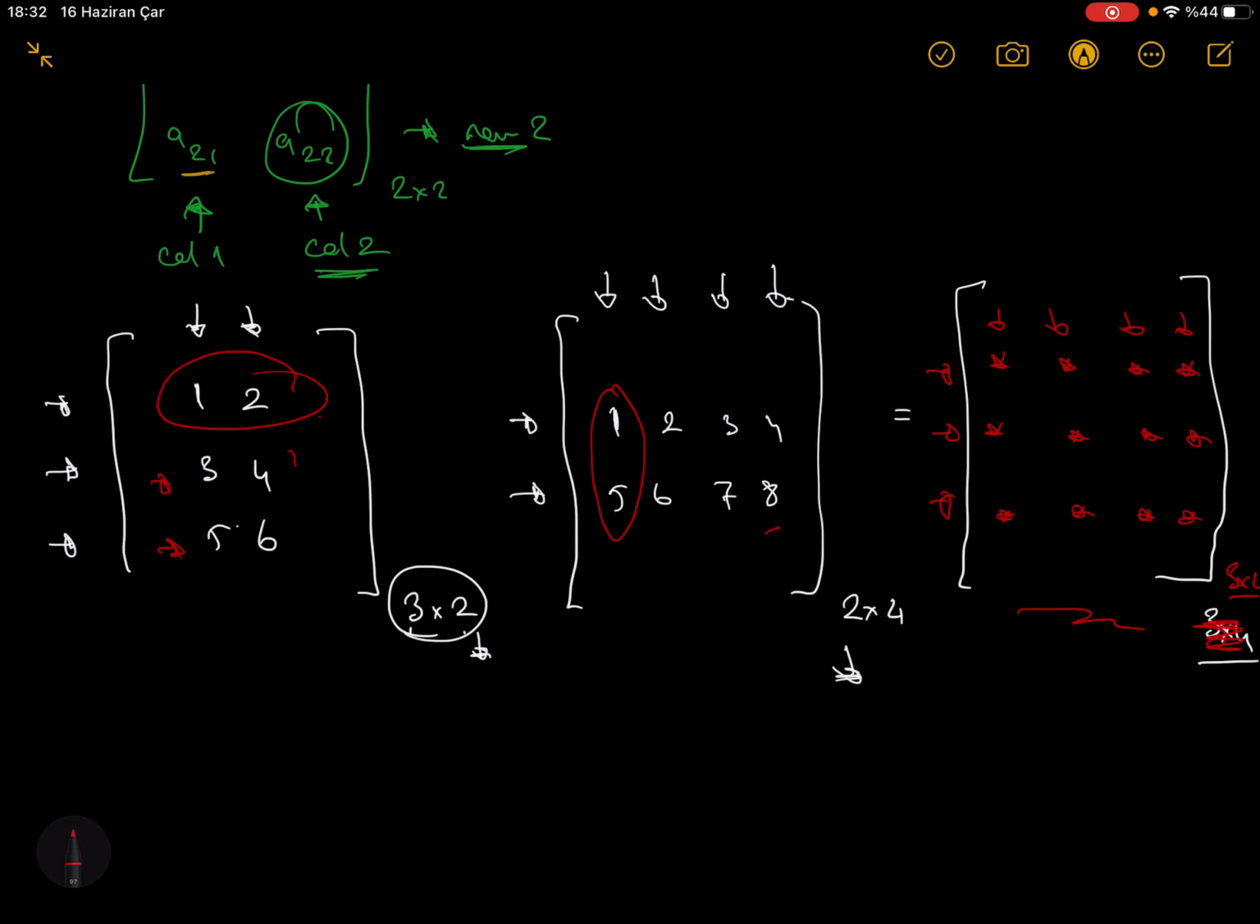Okay? This is matrix multiplication. Do not worry about that too much. I will solve as many questions as possible in the next presentation. I know things are not clear right now, but in the next presentation, I assume that everything will be much more clear.